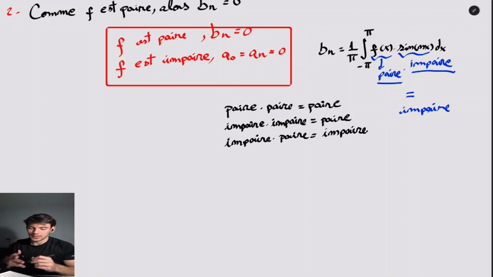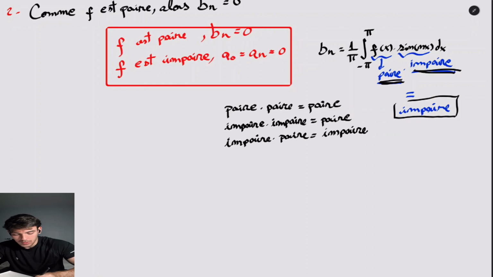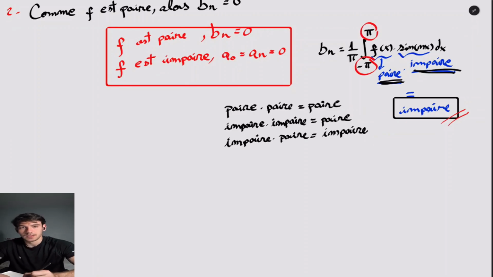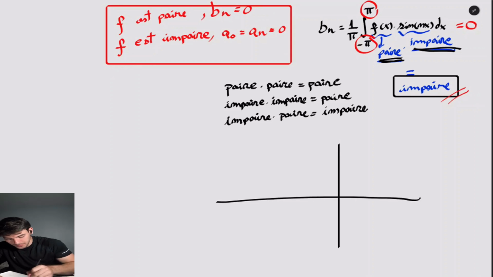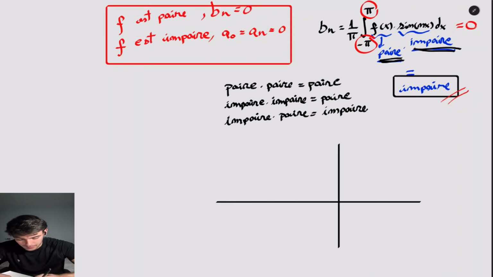So that's basically how things work when you multiply functions. If you have an even function and an odd function and you're doing this product, you reach an odd function. And if you integrate an odd function on a symmetric interval, then you'll have 0.